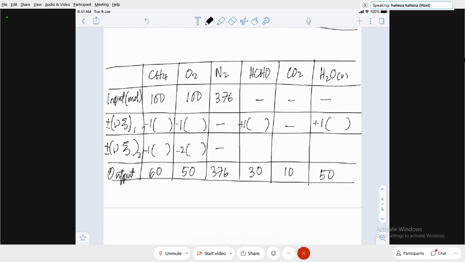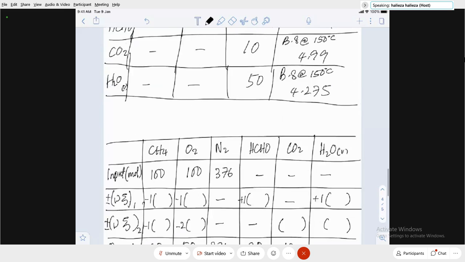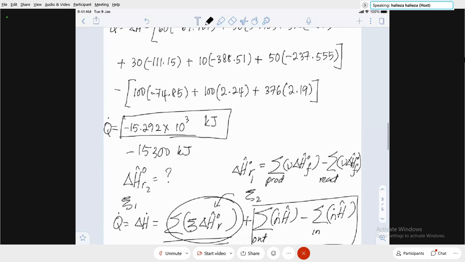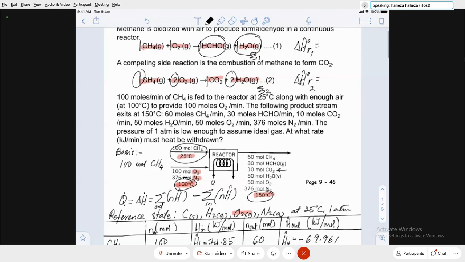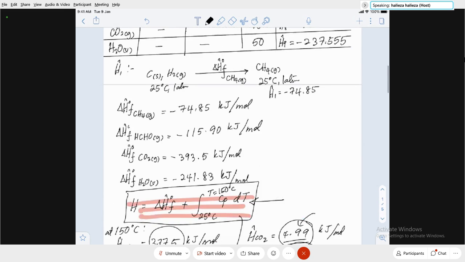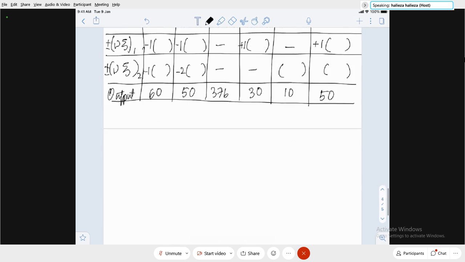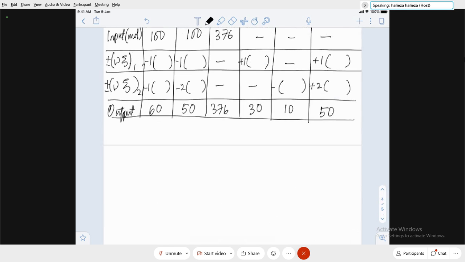There's no formaldehyde being formed in the second reaction, but there is carbon dioxide being formed, and also water vapor being formed. I forgot the coefficient. Let's have a look: 2 for water. Thank you. So +2 for water and +1 for carbon dioxide.